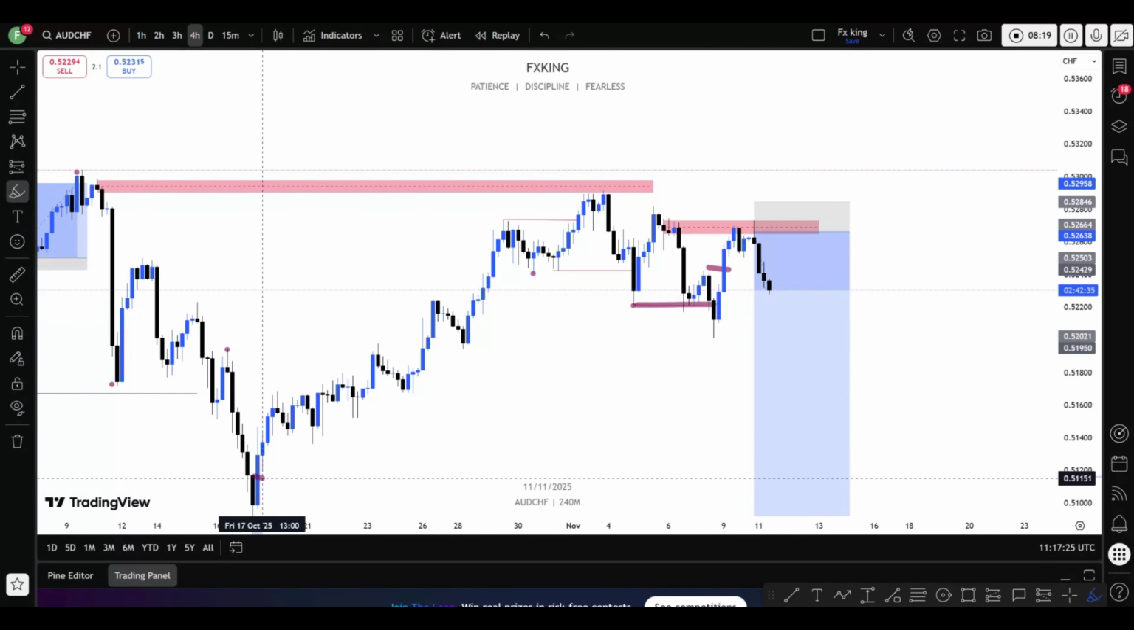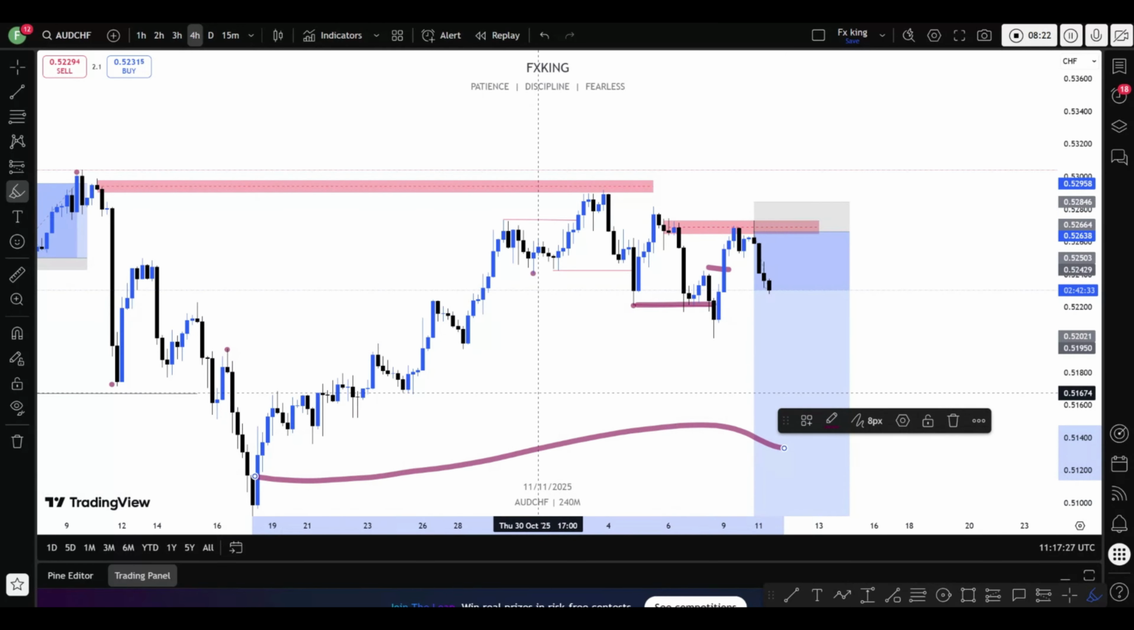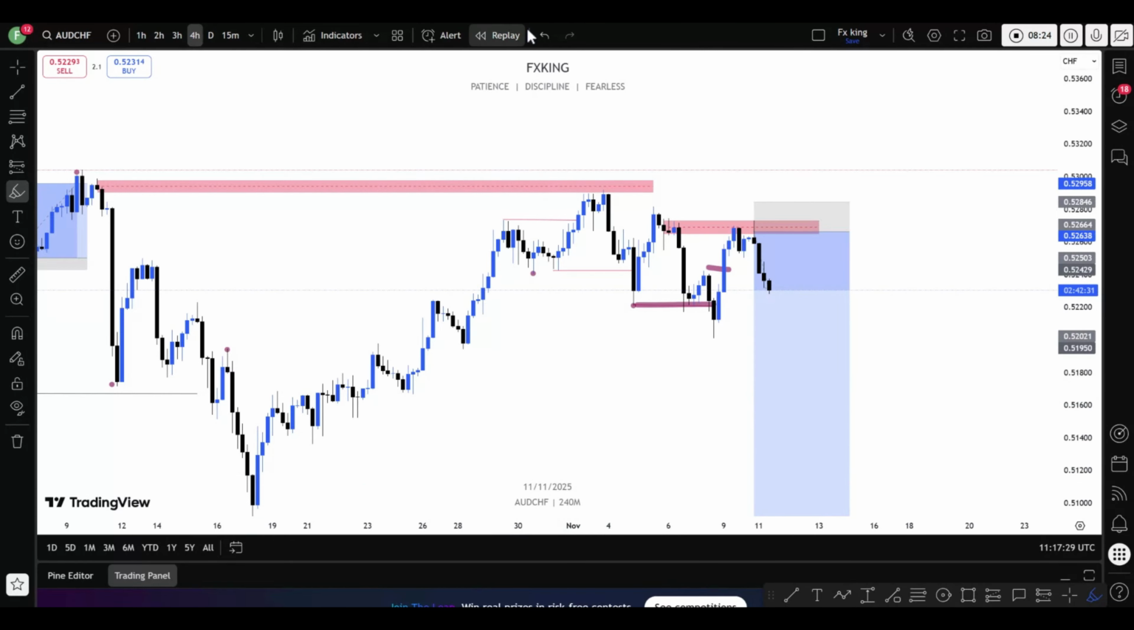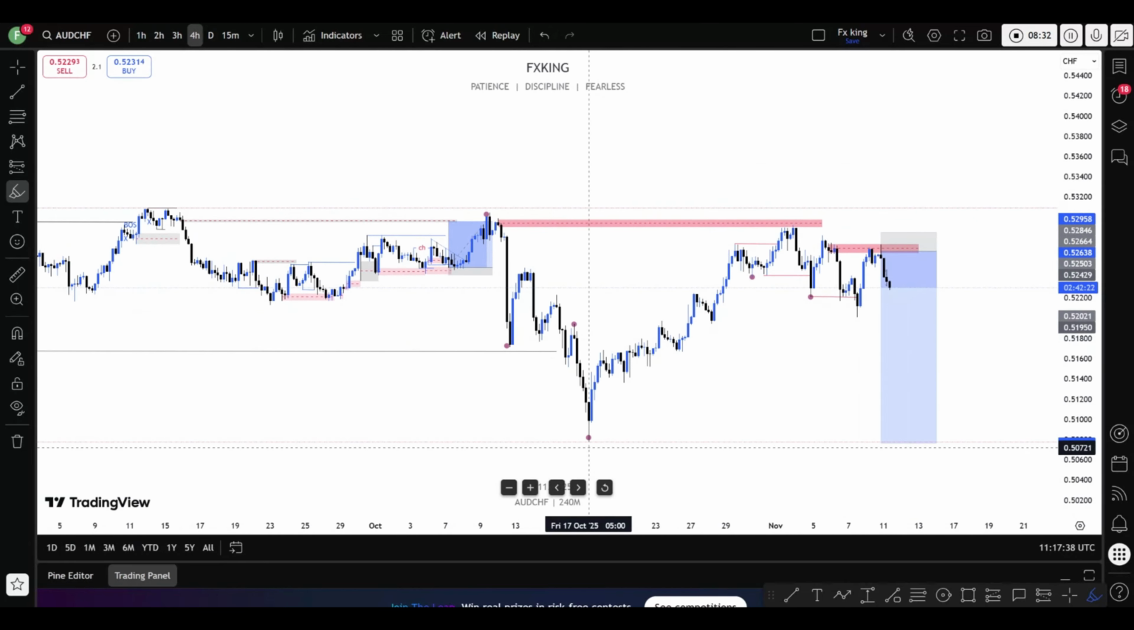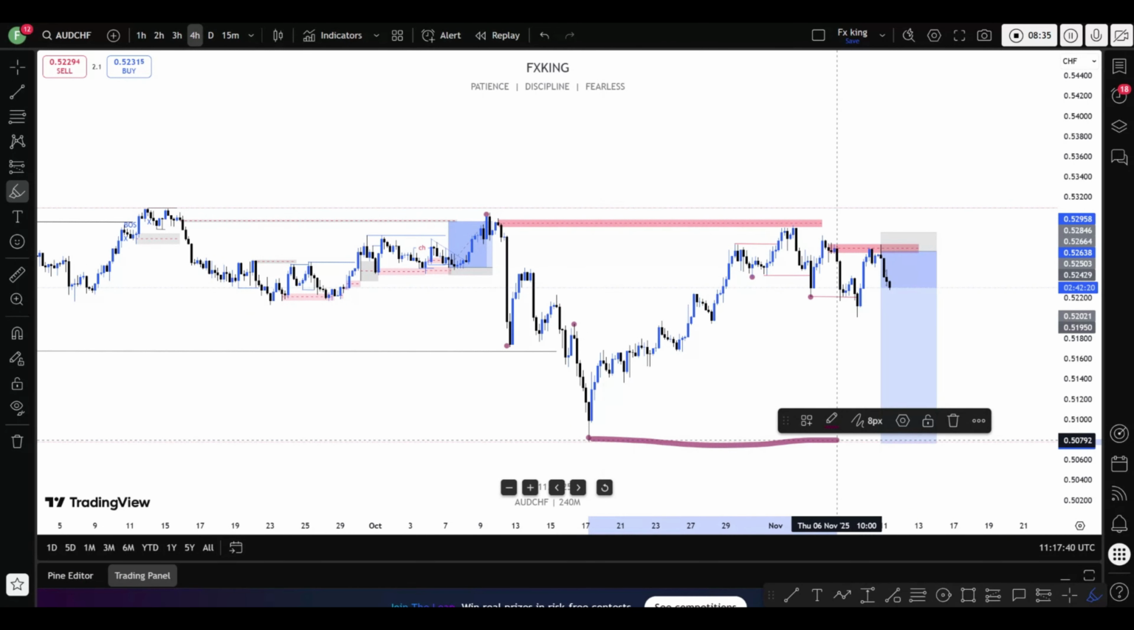Our first target, as we always do, will be this zone down here, that zone down there. We are looking at the AUD/CHF, and then we can also target this low. This is where we are expecting the next break of structure to occur. So that is why we are currently in this trade. Now, that was the 4 hours time frame.